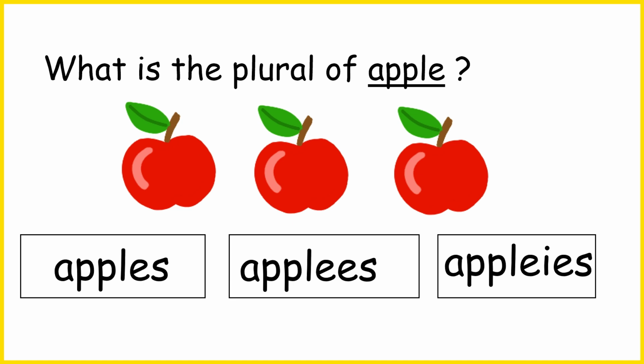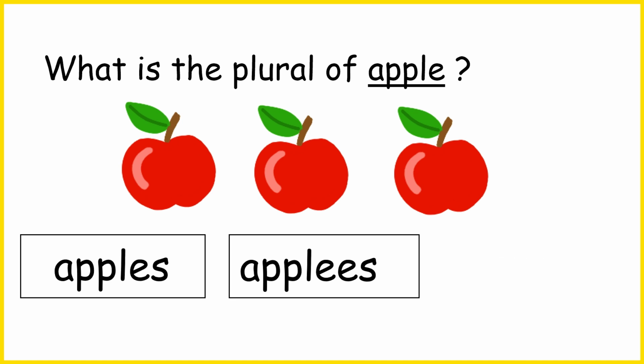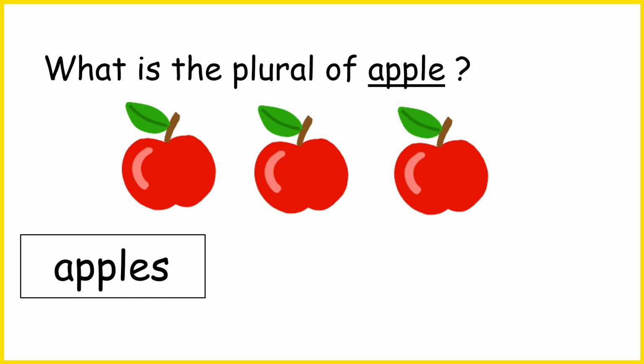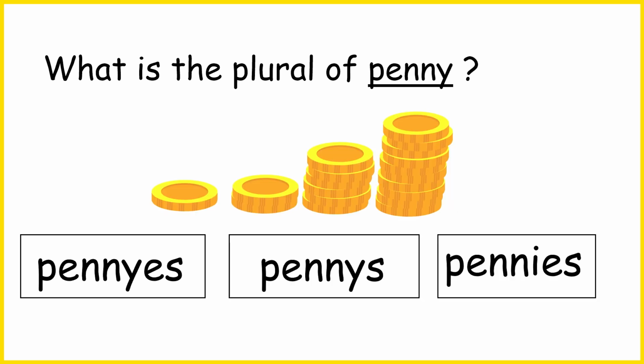What is the plural of apple? Apple ends with an E. That means we do not need to add an IES or an ES. We only need to add an S. Apples. What is the plural of penny?